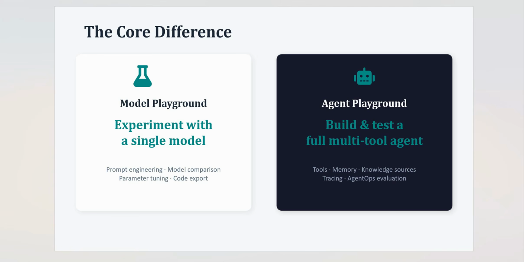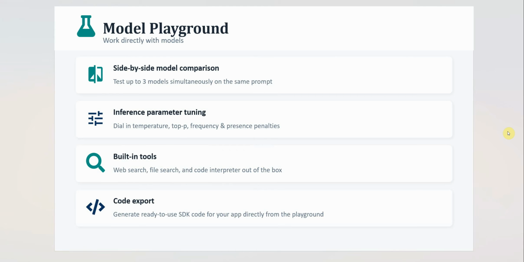Coming on to the Agent Playground, which is a completely different thing. You are not just testing the model here, you are building a system. You are wiring in your tools, connecting your data sources, configuring memory, and testing how your agent behaves across a multi-turn conversation. So think of it this way: Model Playground answers which model and prompt should I use, whereas Agent Playground answers, does my agent actually work? If you keep these two things in mind, you will never interchange them.